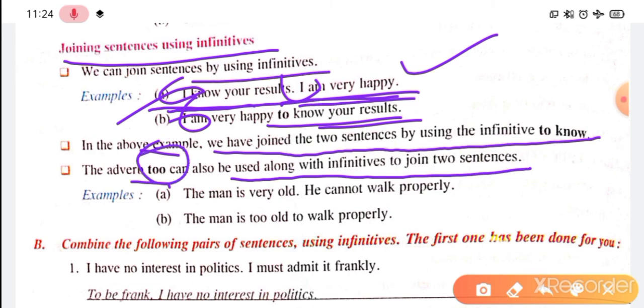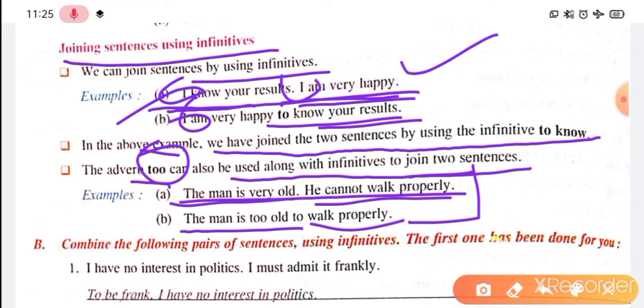Like how? The man is very old and he cannot walk properly. How to join this sentence? The man is too old to walk properly. The meaning is the same of both, guys. The man is very old and that's why he can't walk properly, and here also the same meaning. The man is too old to walk properly. The man is so old that he can't walk properly. The same meaning is here. So here the infinitive has been used, to walk. Okay, so that's the concept, guys.